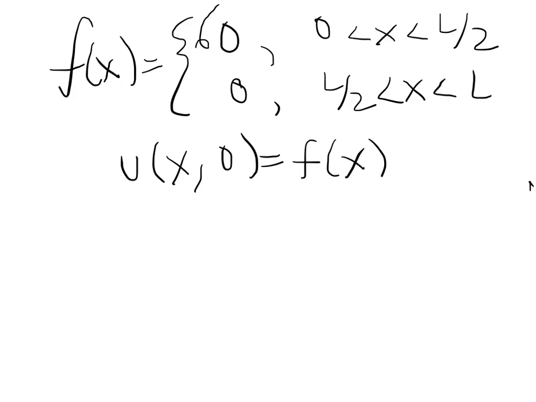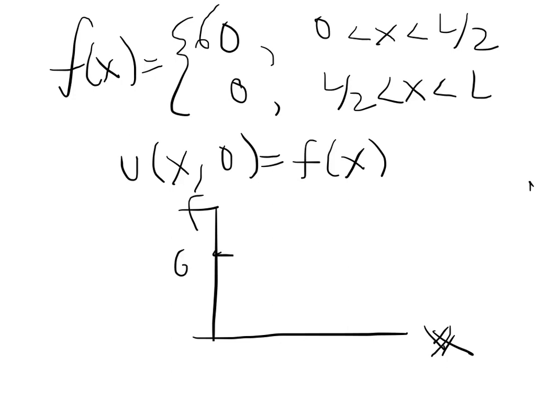And graphically, what does this look like? Well, it's a piecewise function because it's broken up into two components, but on the xy plane, whatever you choose to call it, we're starting at 60 here on the y-axis, up to L over 2. So we have that component, and then we have that component. That's the way we're going to define our initial condition.